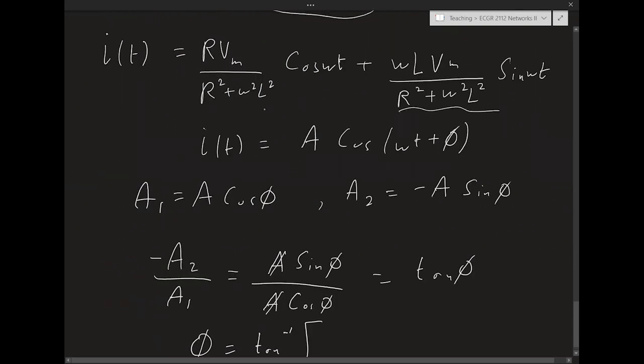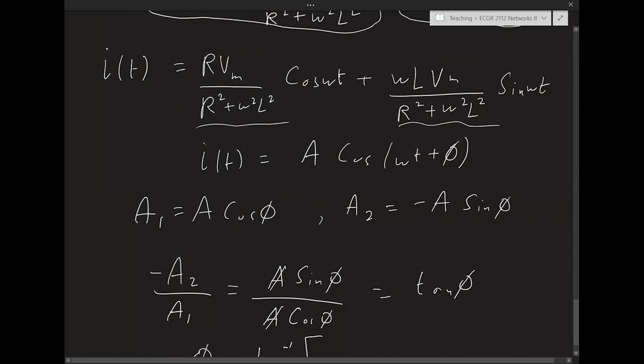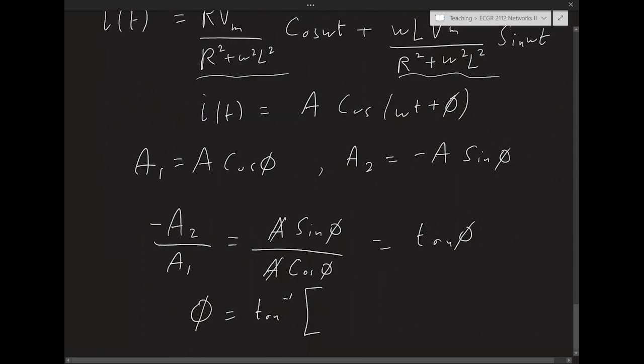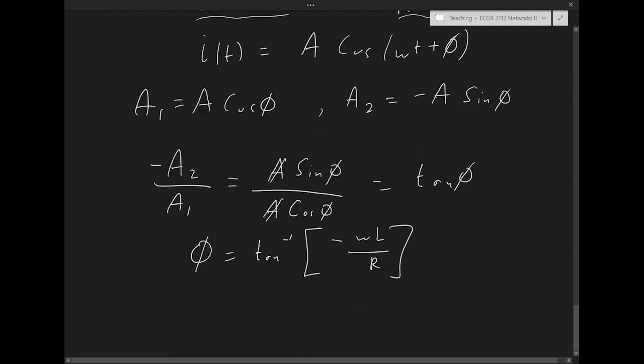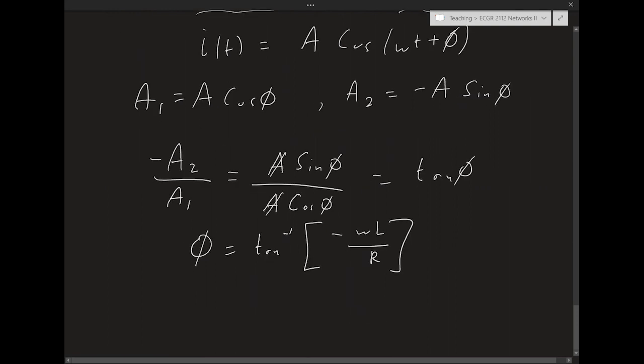This is A2 and this is A1. So the denominator is going to cancel. It's going to be minus omega L Vm over R Vm. Vm cancels. I end up with minus omega L over R. That's phi. That's the phase angle, right?